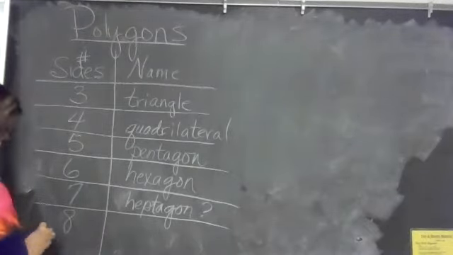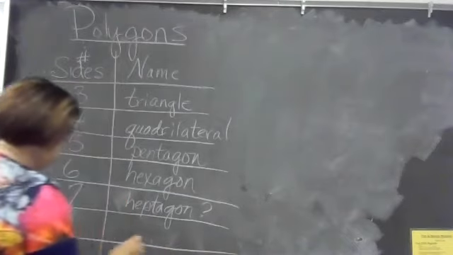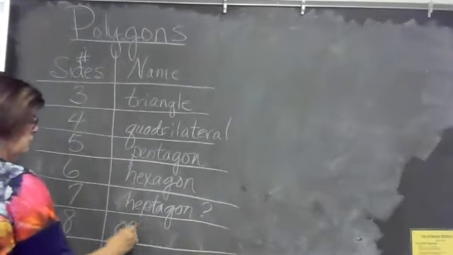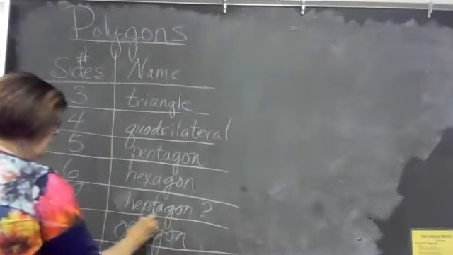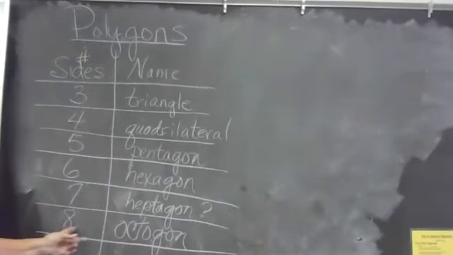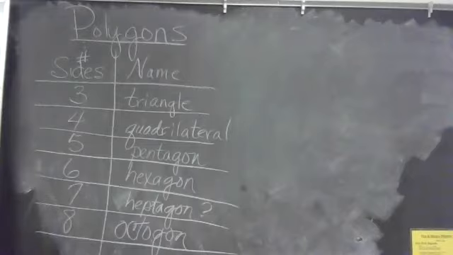8, I remember as a stop sign. Octa, like an octopus. Has 8 sides. Octopus has 8 legs. Okay. And then I can't remember the 9.